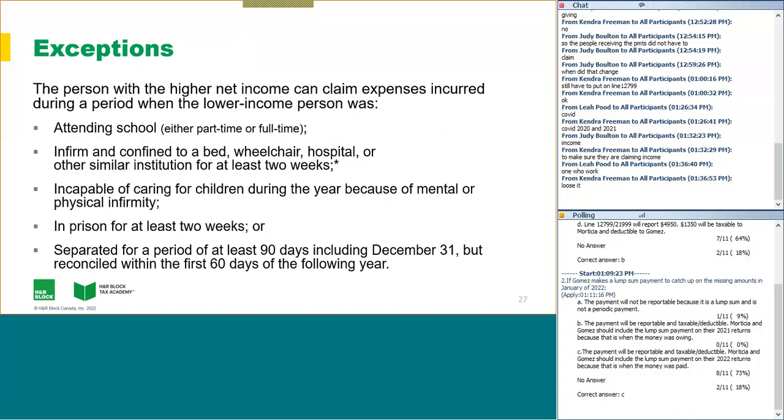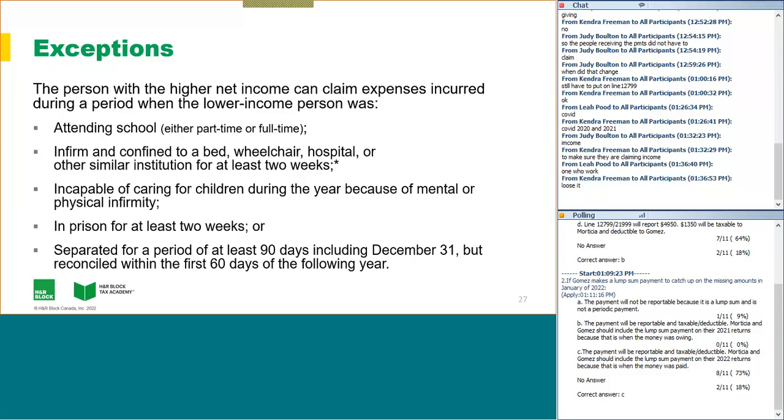If the partner was infirm and confined to a bed, wheelchair, hospital, or other similar institution for 2 weeks, I've added a star that's not in your notes. The star is important. Or if they're incapable of caring for children because of mental or physical infirmity. Both of these conditions, in a hospital, confined to a bed, confined to a wheelchair, also require them to be incapable of caring for children during that period of time. That is not true for everyone who is infirm. It is not true for everyone with a disability. It is not true for everyone in a wheelchair. Just because you have a disability does not mean you can't care for children. Be very sensitive to this.